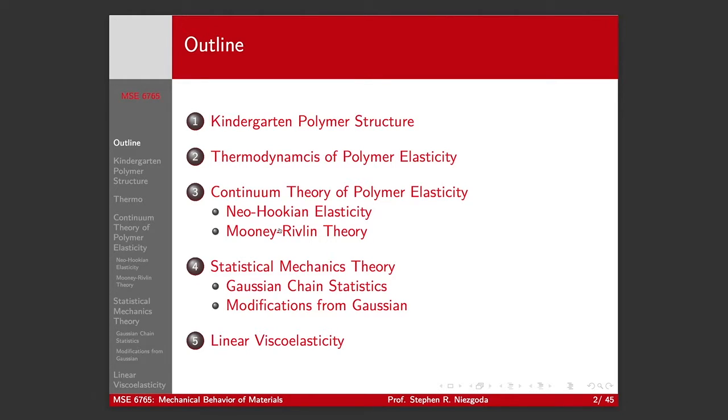model, and then we're going to do a lecture on the statistical mechanics theory and show that if we assume some kind of Gaussian statistics, we end up back with the Neo-Hookean theory and talk about some of the modifications from Gaussian to get some of the more highly nonlinear behaviors that we see in these materials. And we're going to have two modules on linear viscoelasticity, focusing on an overview of what it means to be a linear viscoelastic material, and then look at some elementary viscoelastic models.